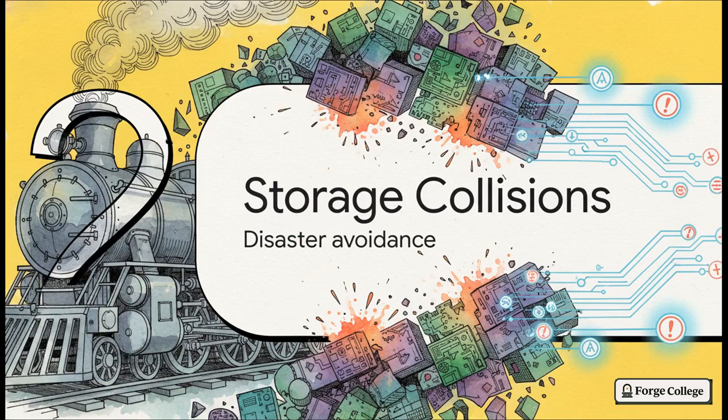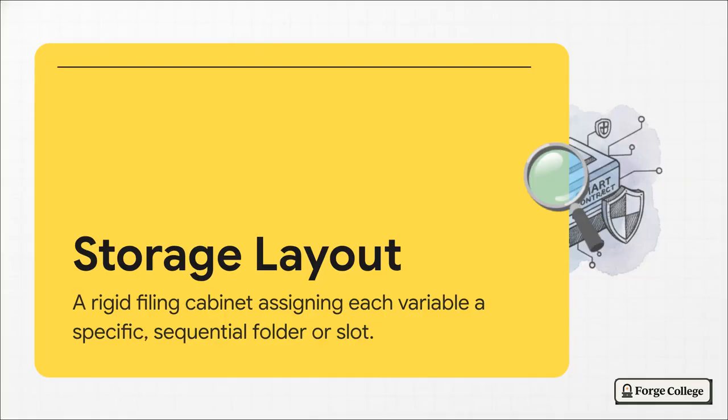Which brings us to Section 2, the danger of storage collisions. To avoid disaster, you have to really understand your storage layout. Picture a rigid filing cabinet where each variable is assigned a specific sequential folder or slot. This is a strict rule in Solidity. If slot 0 is the counter folder and slot 1 is the owner folder, they must stay exactly that way. A random layout change in your new implementation will completely corrupt the system simply because the proxy is still pointing to that old filing cabinet structure.